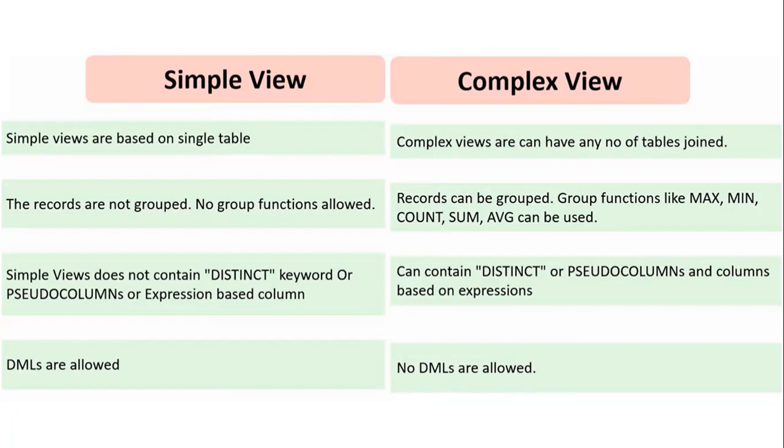If the view is created with a single table, without grouping the records and without any distinct keyword or pseudo columns, then it is a simple view, and we can apply the DML operations. Complex view means we can have either one table or multiple tables, and the records might be grouped by using group functions. And then we can have distinct keyword or pseudo columns. No DMLs are applied against this. That's the difference between the simple view and the complex view. Okay. Yeah. Thank you.